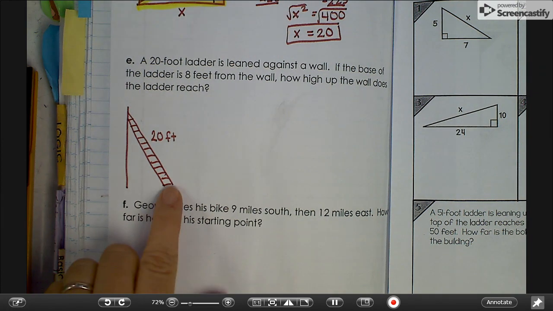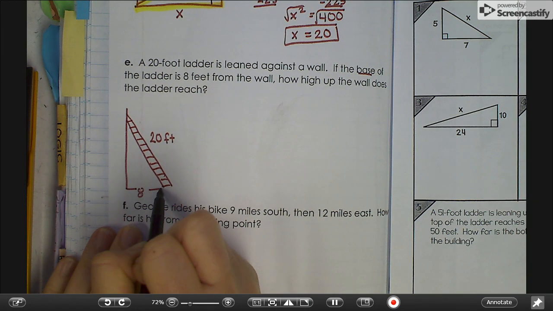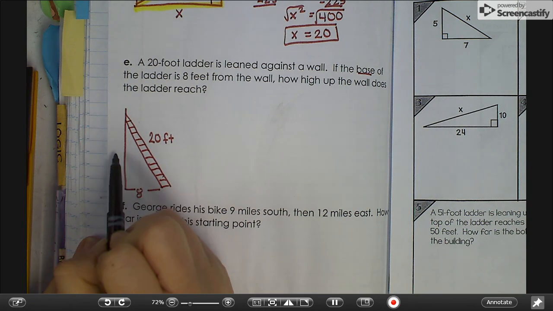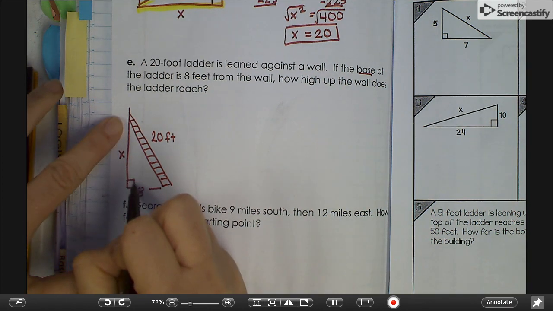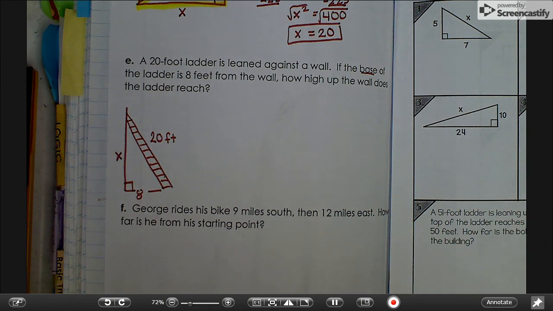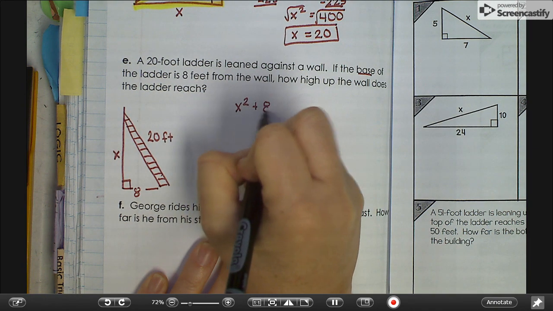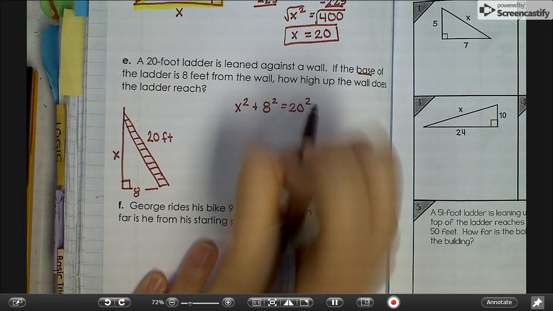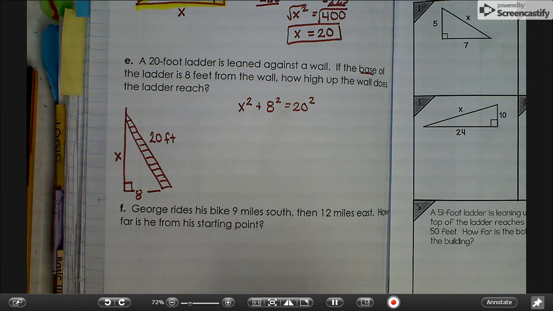The base of the ladder, so the bottom, base means bottom, of the ladder is 8 feet from the wall. And we want to know how high up the wall this reaches. We assume that the floor is actually perpendicular to the wall, so we're going to put a 90-degree angle right there. All right, so go ahead and pause, set up your equation, unpause, and check it. All right, hopefully you're having a little party for yourself because you got the hypotenuse right and all that good stuff. And now pause again, solve it, and check your answer.